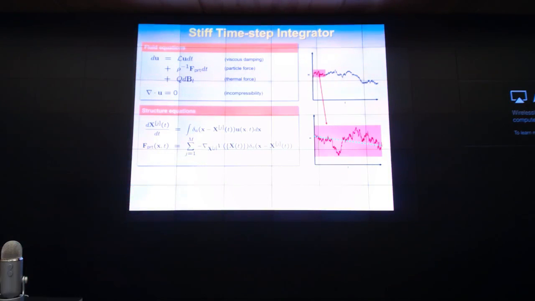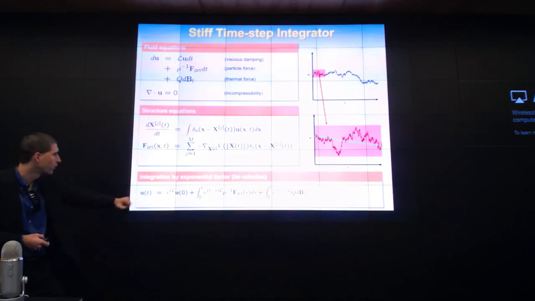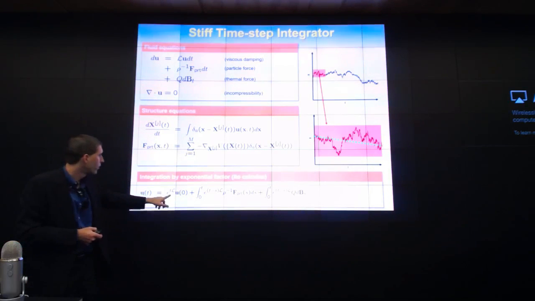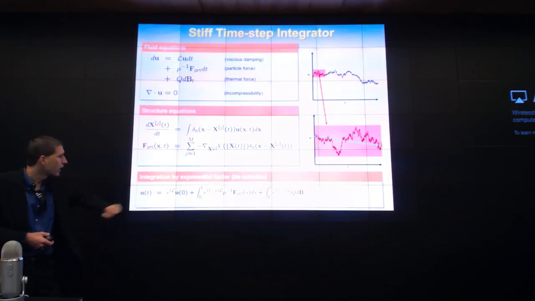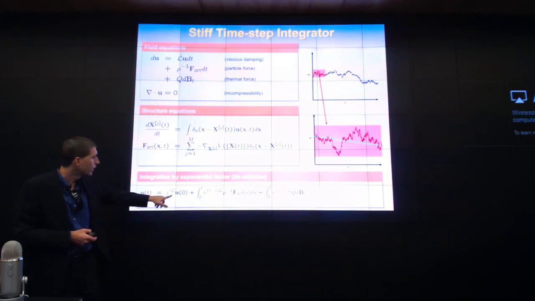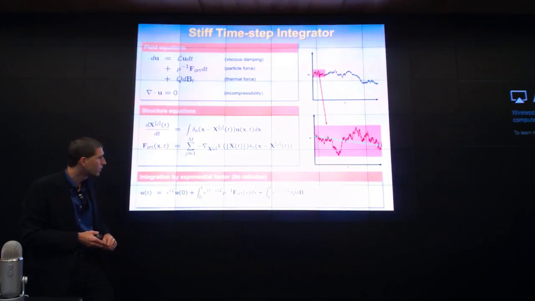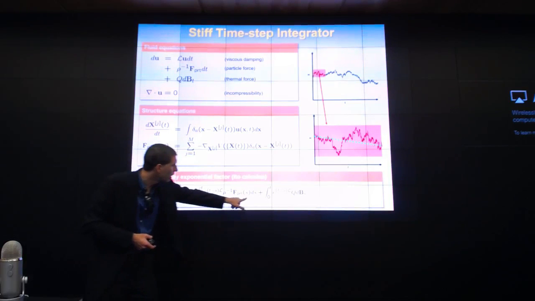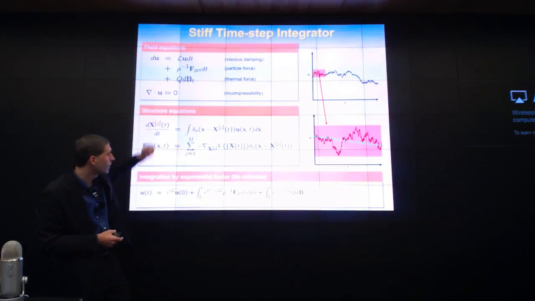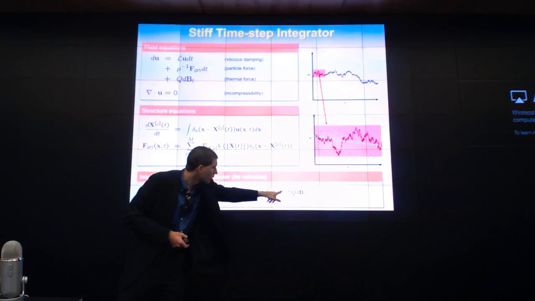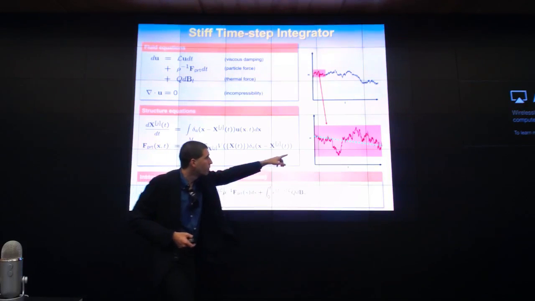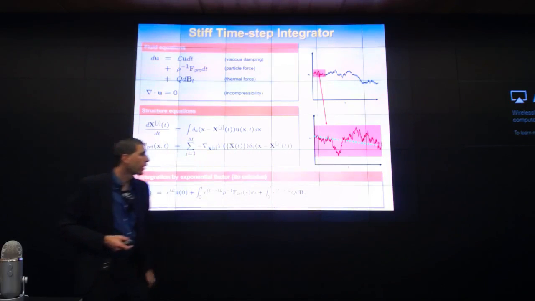And so I'll first deal with the fluid equations. You notice that they're linear, so we can do this trick of basically an exponential integrating factor. If we do that, we can write the state of the fluid at time t in terms of this exponential damping term, the state of the fluid at time 0, this time integration of the particle forces over that time scale, and then a contribution that comes from the integrated fluctuations that we had over that time scale 0 to t.